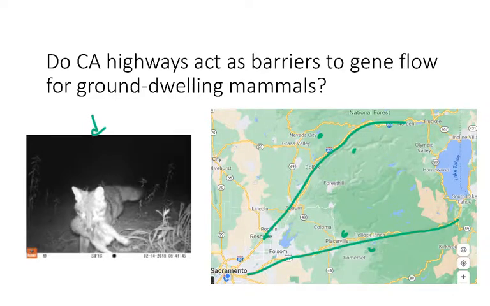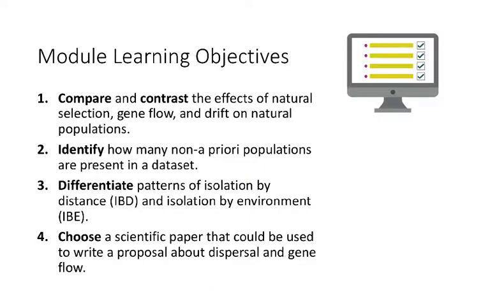even realizing it. In terms of what you'll be able to do after completing this module, first of all, you'll be able to compare and contrast the effects of natural selection, gene flow, and drift on natural populations. We'll talk in this module about how those different processes interact with each other and how we know which one might take precedence over the other one.